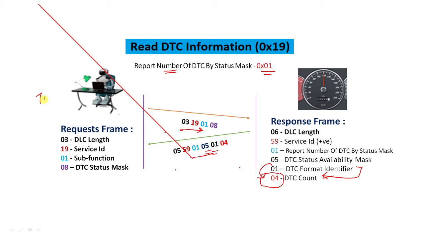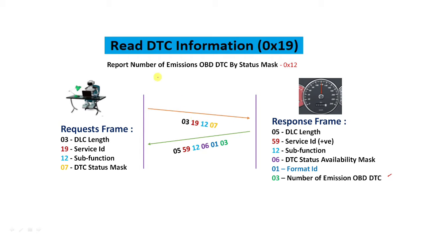So here also again the same. This side is the tester, this side is the ECU. You're requesting from the tester side and getting the response from the ECU side. Then the third subfunction is report number of emission OBD DTC by status mask. Here also you are requesting with the status mask only. There is no change with it. The only thing is that here you are requesting the emission OBD.